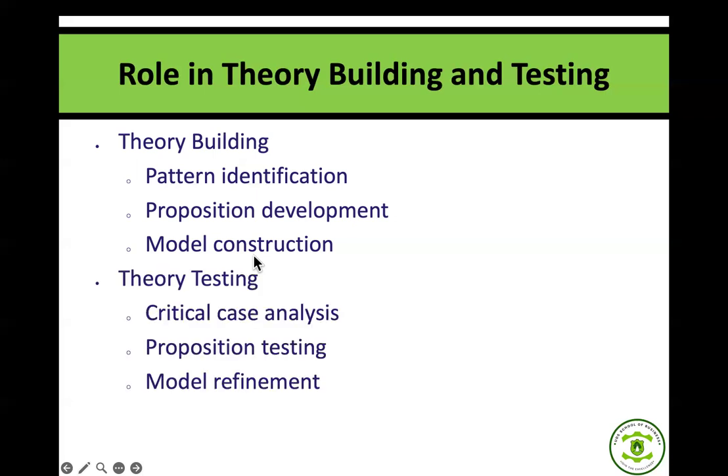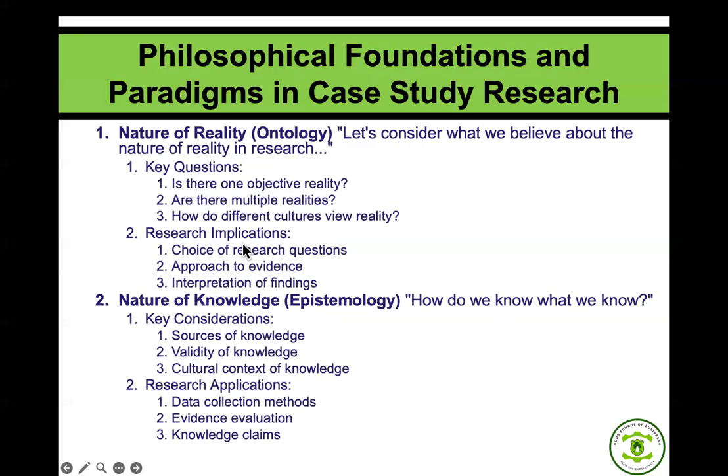Then the second role is theory testing. When we are talking about theory testing, this is where we examine whether the theories hold up. And then here, we may have to conduct critical case analysis, which will involve selecting cases that can really test our theories. And then proposition testing, which means systematically examining our theoretical statements, and then we also have what we refer to as model refinement, which is about making our theories better, adjusting the models based on evidence, fine-tuning the theoretical relationships, and adding any other nuance that can help to ensure our understanding.